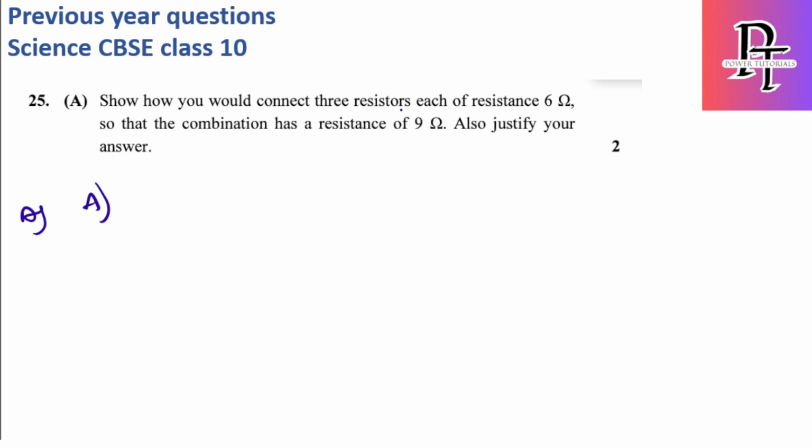How do you connect three resistors, each of 6 ohms, so that the combination has a resistance of 9 ohms? Also justify your answer. Okay, so we have two connections, series and parallel. We have a total of 3 resistors, each 6 ohms. We want the total as 9 ohms.